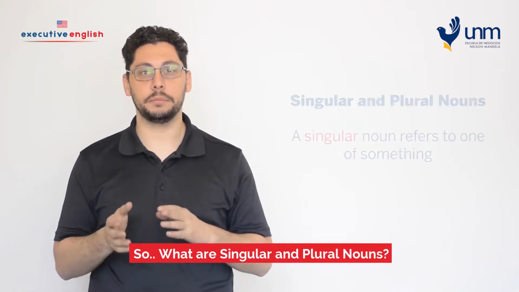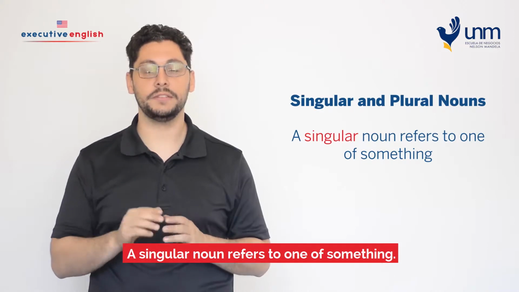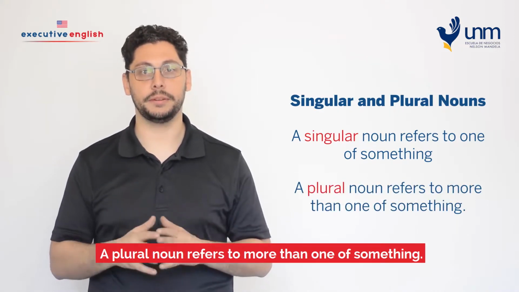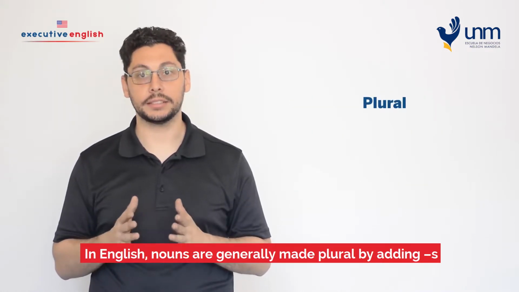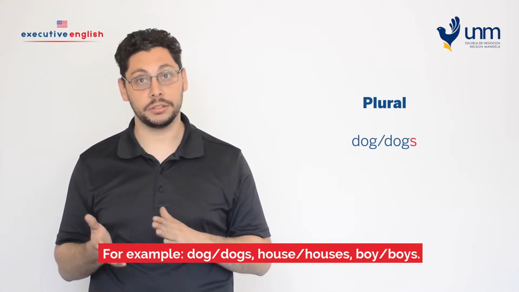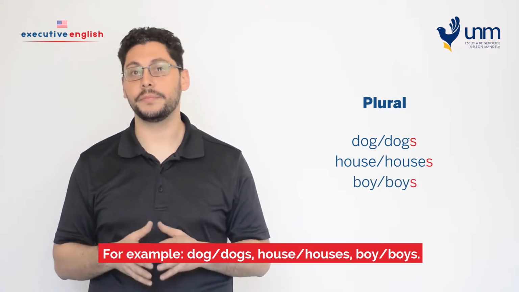So what are singular and plural nouns? A singular noun refers to one of something. A plural noun refers to more than one of something. In English, nouns are generally made plural by adding s to the end of a noun. For example, dog, dogs, house, houses, boy, boys.